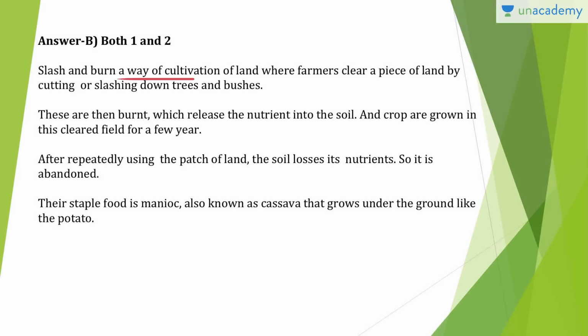So slash and burn is a cultivation of land where farmers clear a piece of land by cutting or slashing down trees and bushes. Then they are burnt, which releases the nutrients in the soil. Crops grow for a few years, and once they use it repeatedly, the soil loses its nutrition, so it is abandoned. And their staple food is manioc, which is also called cassava, that grows under the ground like the potato. So thank you for watching this lesson.